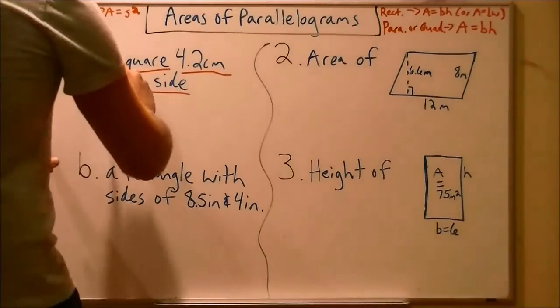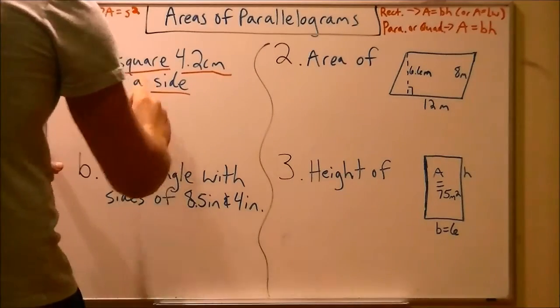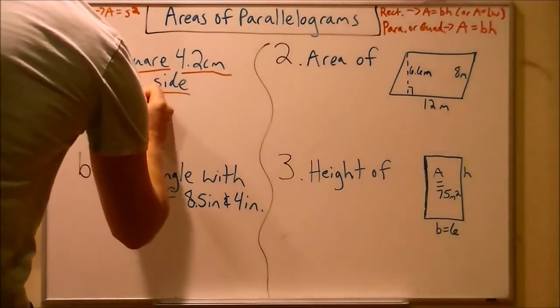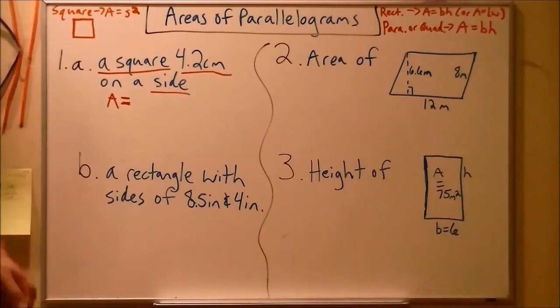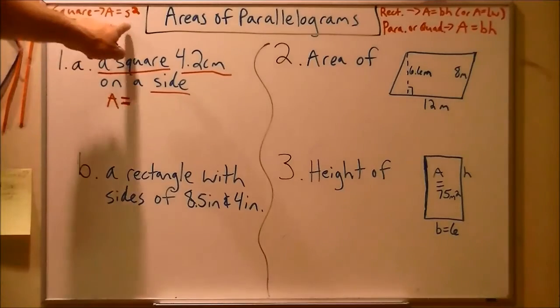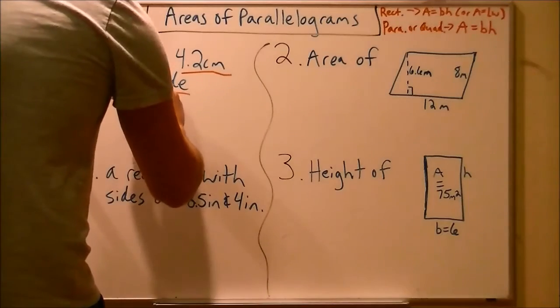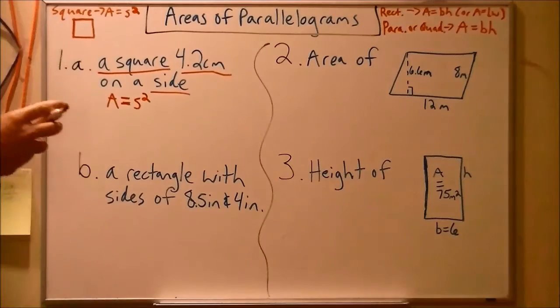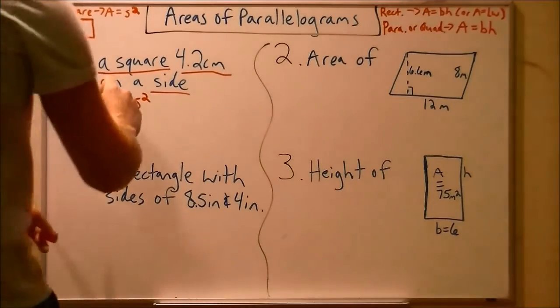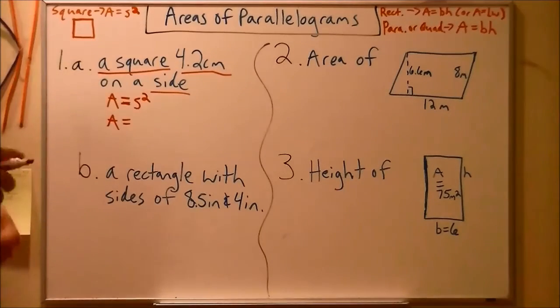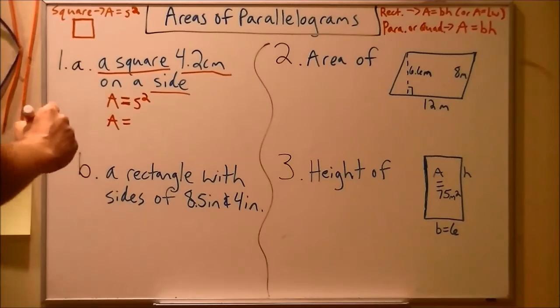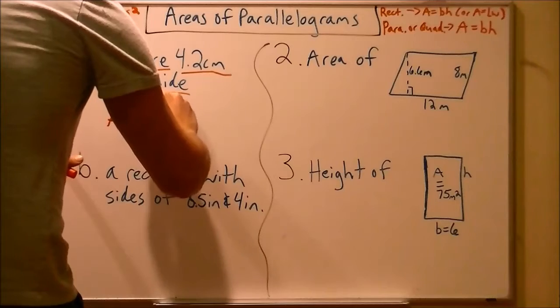Well, the first thing I want to do is write my formula for a square. What's the formula for a square, the area? A equals S, any one of the sides, because they're all exactly the same, squared. Okay? And I'm trying to find area, so that variable A is going to remain. What's going to turn into a number is S, because I'm given one of the lengths of the side. And that length is the number 4.2.